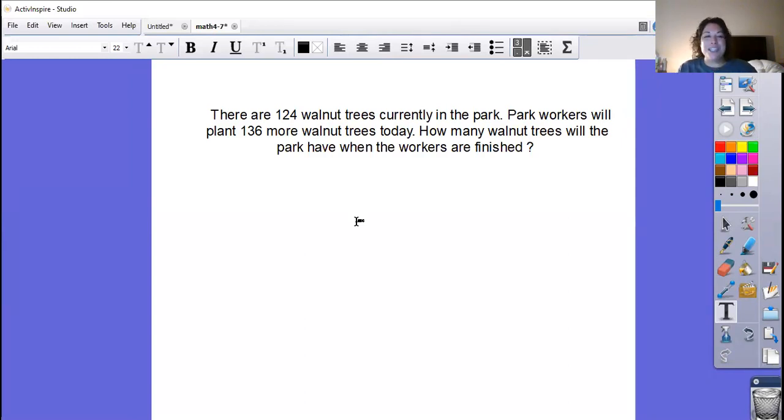Now, let's go back and reread that problem. There are 124 walnut trees currently in the park. Park workers will plant 136 more walnut trees today. How many walnut trees will the park have when the workers are finished? Think about those clue words. Oh, the park workers will plant 136 more walnut trees. So there were some, and then you got more. You know what that means. So go ahead, you're going to hit pause video, solve your work, and I'll see you back here in just a minute.